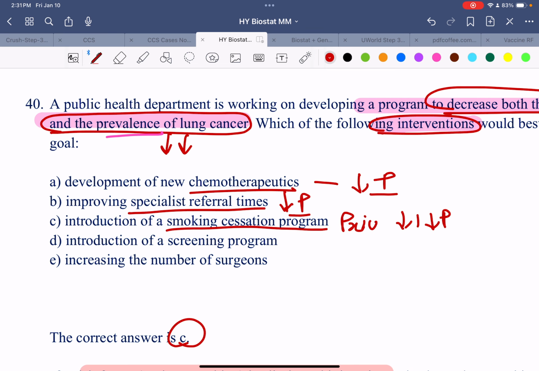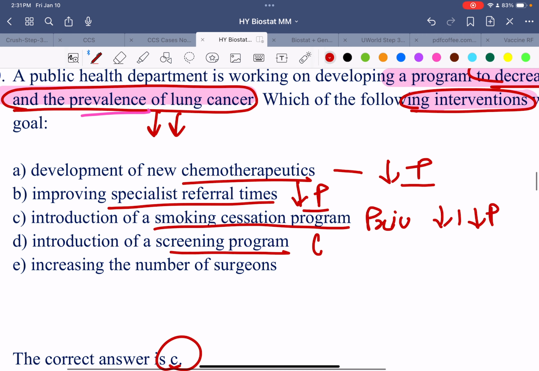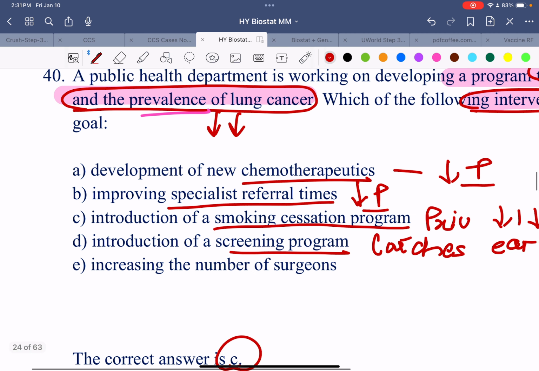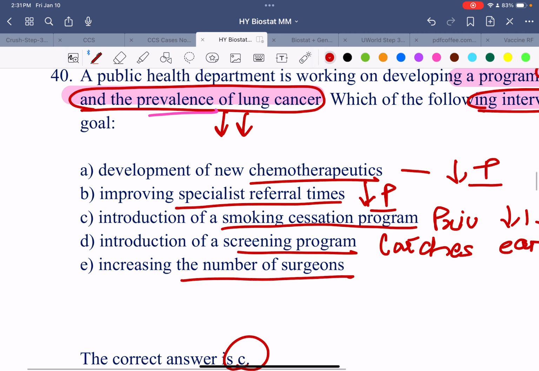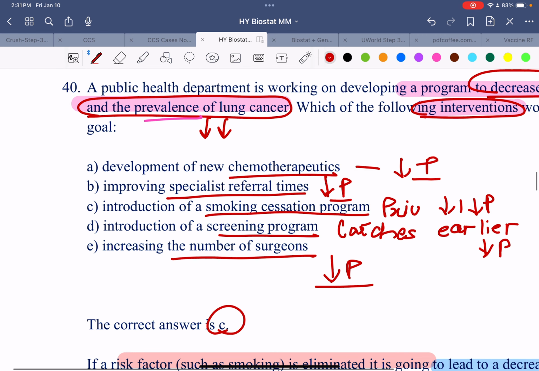And the other things, let's look at the screening program as well. Of course, a screening program will not do anything to the incidence. It will just catch the cases earlier. So maybe it catches them earlier, so the people are diagnosed earlier and then they are treated earlier. So maybe it decreases the prevalence but will not do anything to the incidence. And similarly, you increase the number of surgeons. Yeah, you can increase the number of surgeons to whatever. They will just cure the disease and decrease the prevalence, but they cannot do anything to the incidence.